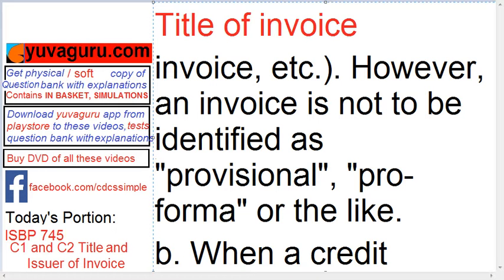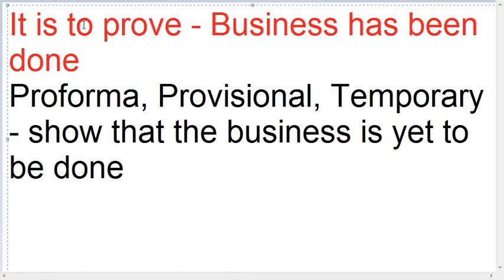Only the point of difference which we have to look at is this. However, an invoice is not to be identified as provisional, pro forma or the like. Again the words "or the like" mean etc. Now we'll see the difference. It can be any name, it should just prove that the business has been done, that the business is already done. Pro forma, provisional, temporary, these words and invoices show that the business is yet to be done. It is not still done.